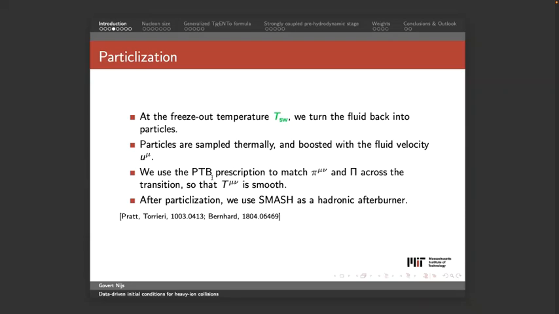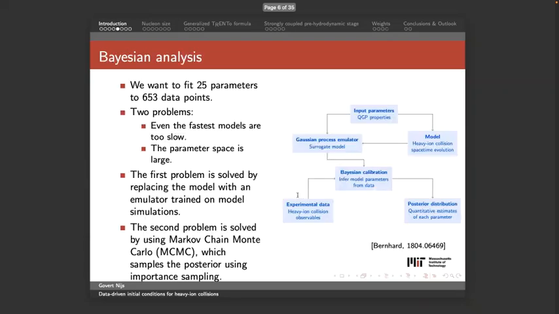Okay. And then, after particlization, we feed the particles into SMASH as our hadronic afterburner to get some more final state interactions. So that's basically the simulation part of it. And then we use the code to do a Bayesian analysis. And Jean-François already discussed this in his talk extensively, so I'll also go through this quite quickly.